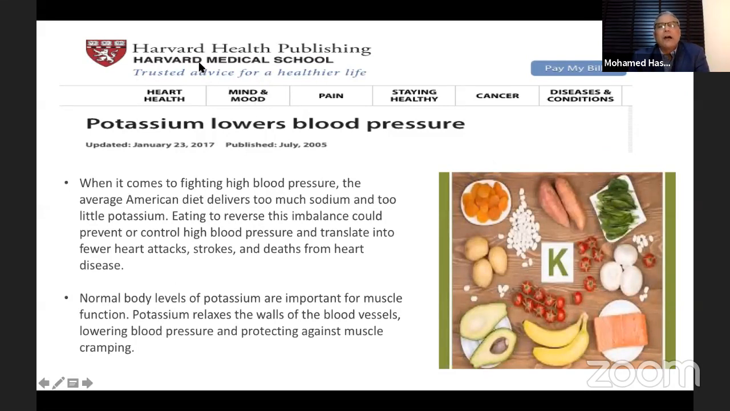When you log in on the Harvard Medical School website and you find the information of potassium and blood pressure, it is clear. Their advice is the current American diet is too rich in sodium and too low in potassium. And reversing this imbalance would help to improve blood pressure and reduce cardiovascular heart attacks, strokes, and death.